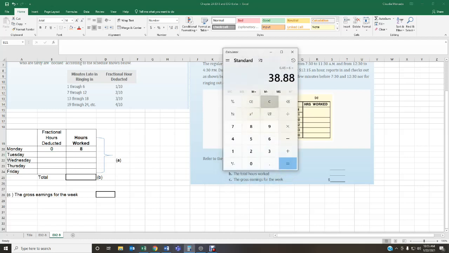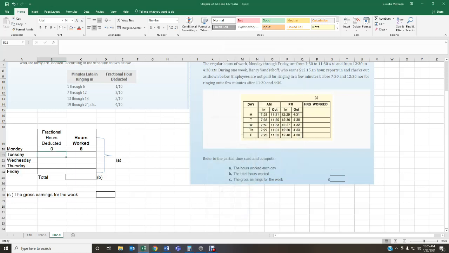Now, I'm going to put that into decimals. 1 divided by 10 gives me 0.10, okay? So I'm going to dock him 0.10, okay? So if I'm docking him 0.10, that's 8 hours minus 0.10. That gives me 7.90, okay? That is how much I'm going to pay him for that day because he is getting penalized 0.10, a fraction of the hour, because he was late 5 minutes.